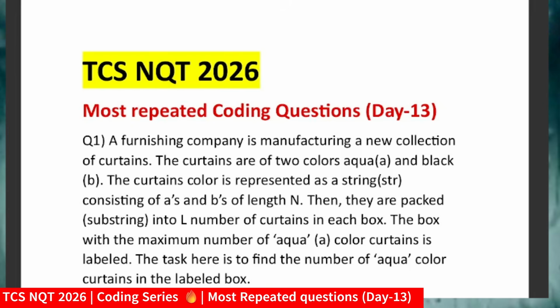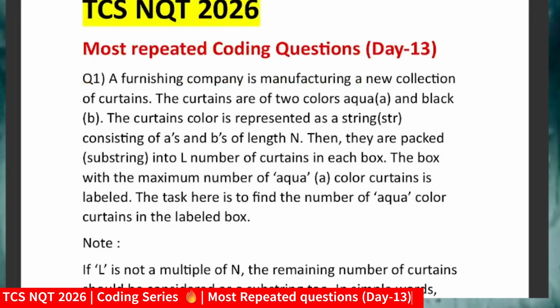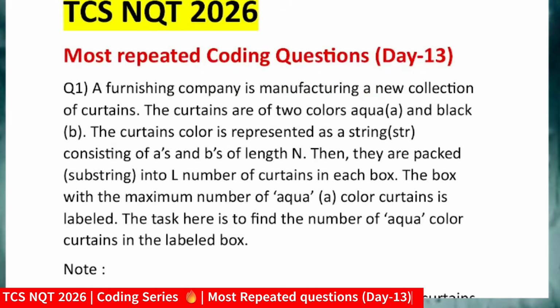Let me first discuss question number 1, which is a very important question, and this is a previous year question. What does the question say: a furnishing company is manufacturing a new collection of curtains, and the curtains are of two colors: aqua, represented by A, and black, represented by the character B.